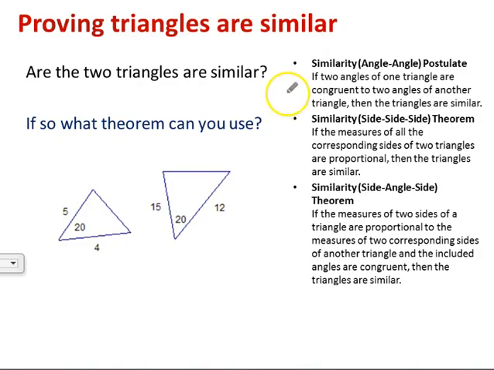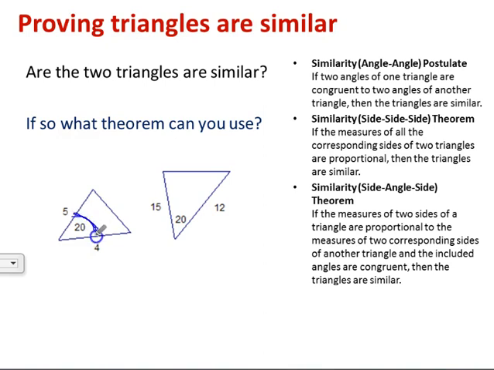All right, so proving triangles are similar. Let's use what we just learned to look at two triangles and determine if these triangles are similar. And if so, what theorem can we use to prove that they're similar? And there's a review of all the three postulates that we learned. Those are the only three postulates that we can use. We can't use angle, side, angle anymore. So there's only three that we can use for proving figures are similar. So let's look at what we have.